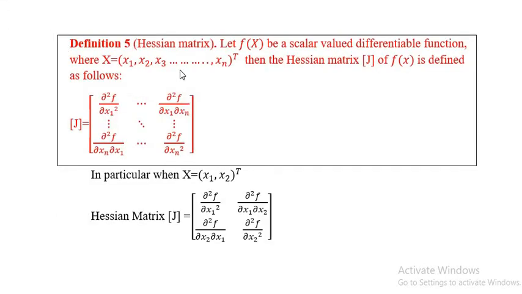Now we can see the definition of Hessian matrix. Let f of x be a scalar valued differentiable function for x equal to column matrix x1, x2, etc., xn. Then the Hessian matrix J of f of x is defined as J equal to the matrix consisting of all second order partial derivatives. In particular, when x equal to column matrix x1, x2, the Hessian matrix J equal to the matrix consisting of dou square f by dou x1 square, dou square f by dou x1 dou x2, dou square f by dou x2 dou x1 and dou square f by dou x2 square.